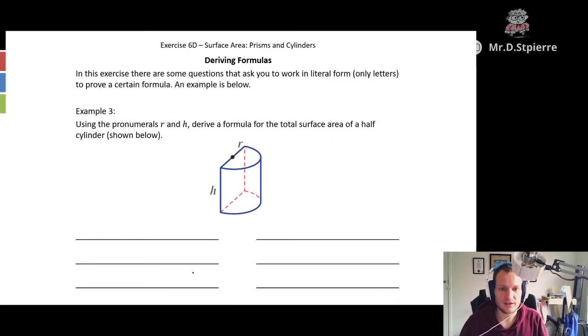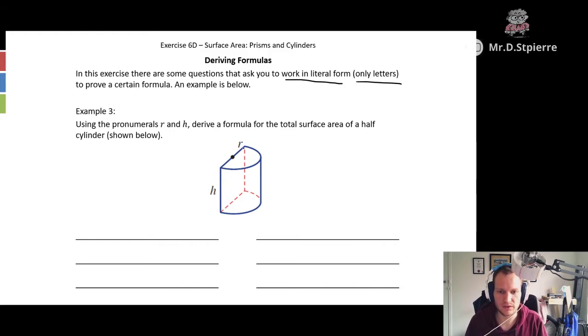Right here, in this exercise, there are some questions that ask you to work in a literal form, in that you're only given letters. You aren't told what the radius is. You're told there's a radius, but it's just r. And you have to build your own formulas, which isn't that hard. Don't get scared. We can still think of what the basics are, break it down to the individual shapes, and substitute in our letters.